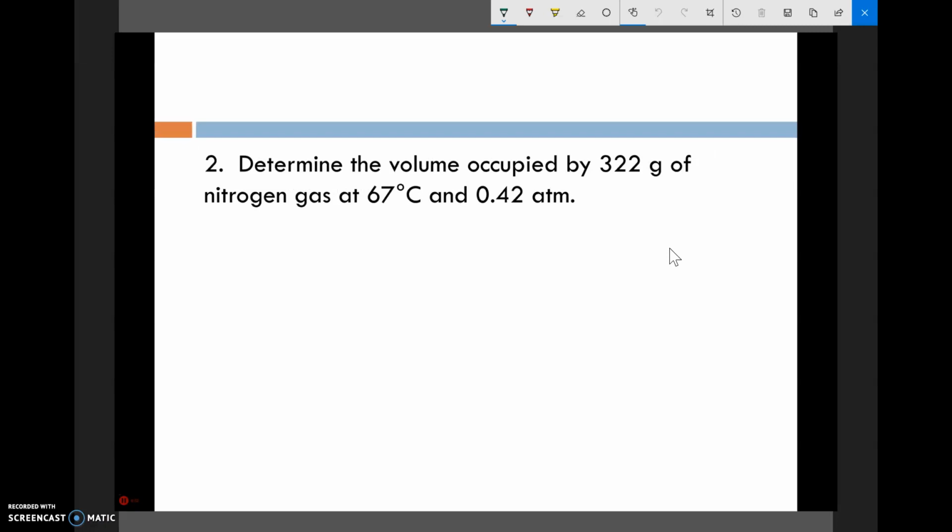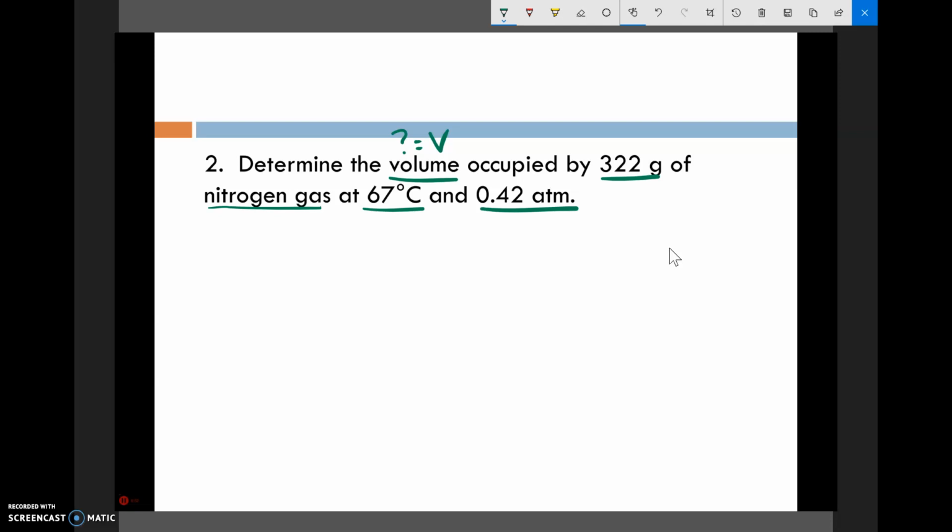Determine the volume, it's our question mark, occupied by 322 grams of nitrogen gas at 67 degrees Celsius and 0.42 atmospheres. So let's look at what we have, because remember, these gas laws are going to be all scrambled up when it comes to a test. So you need to make sure you know which ones you have to use.